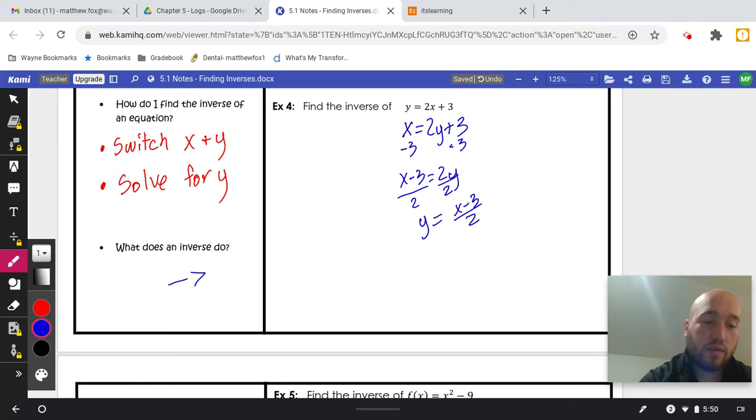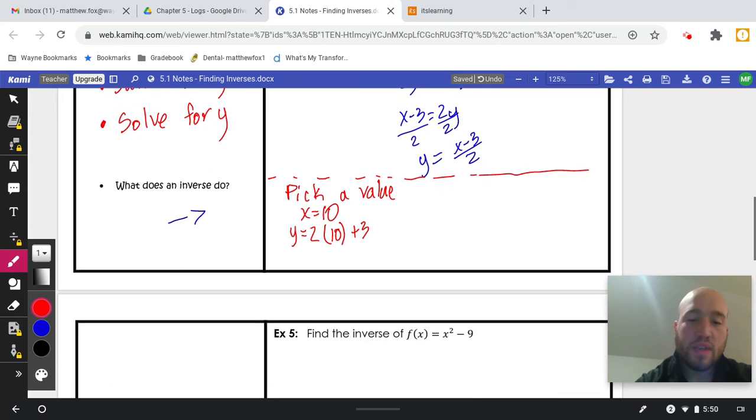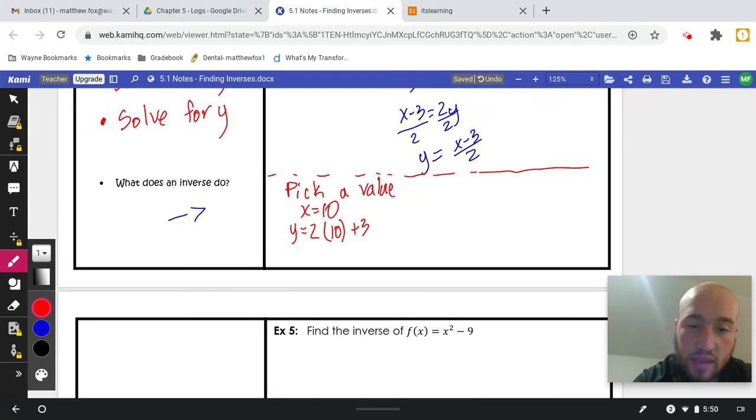And basically what we can do is, let me zone off an area for us. We're going to just pick any value that we're going to plug into our original function. So in our case here, I'll use x equals 10. Could have used any value. And then I just plug it into that original for x. So y equals 2 times x plus 3, so 2 times 10 plus 3. And we know that 2 times 10 gives us 20. So 20 plus 3, y would equal 23.